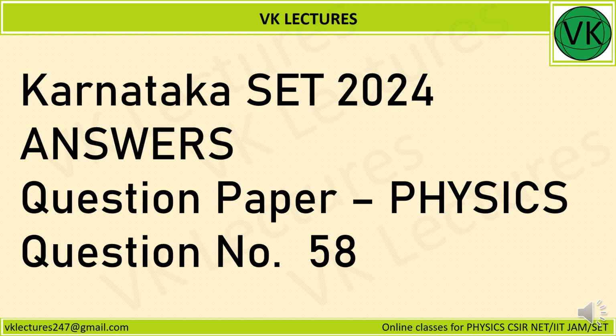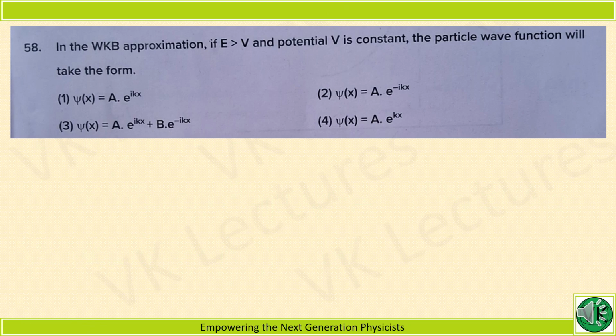In this lecture, we will be discussing question number 58. In WKB approximation, E is greater than V, and V is constant.